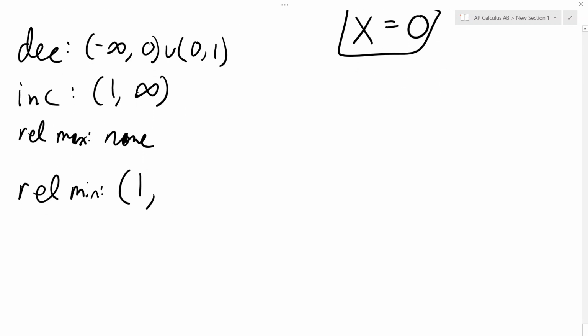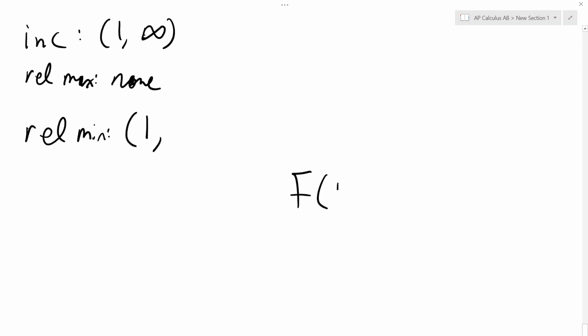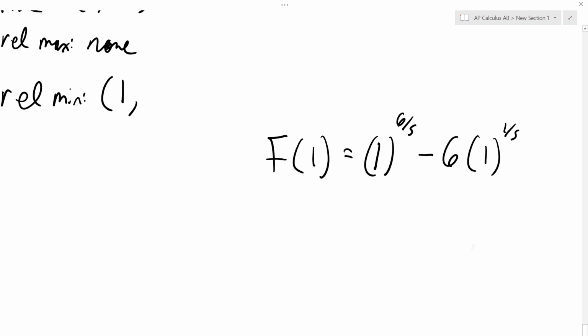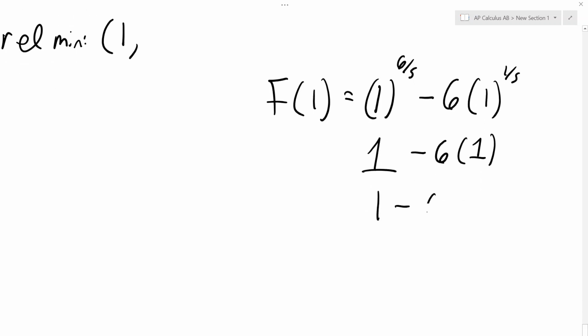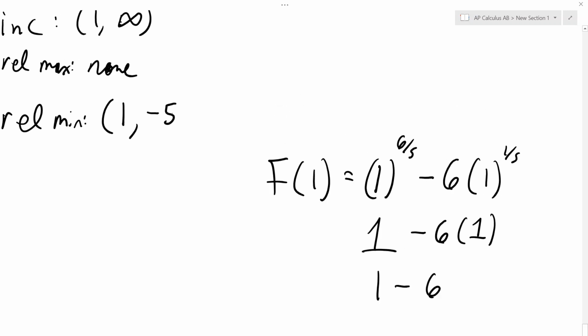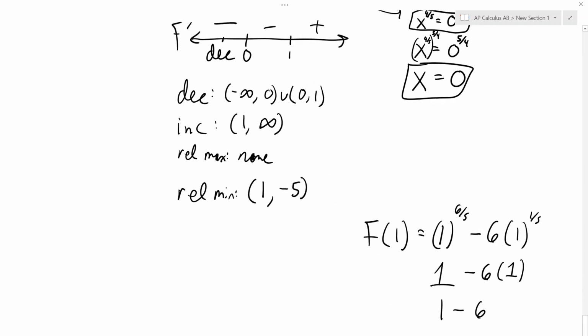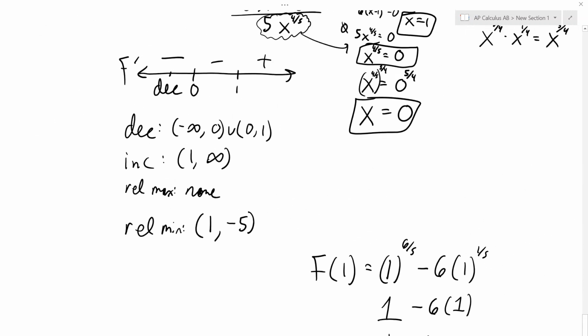And this is something that blew my mind here. If we plug 1 into this function, we get 1 to the 6/5 power minus 6 times 1 to the 1/5. What's 1 to any power? 1. So 1 to the 6/5 is 1, minus 6 times 1 to the 1/5 is 1. That's 1 minus 6, which is -5. Okay, and that's what the answer to that looks like.